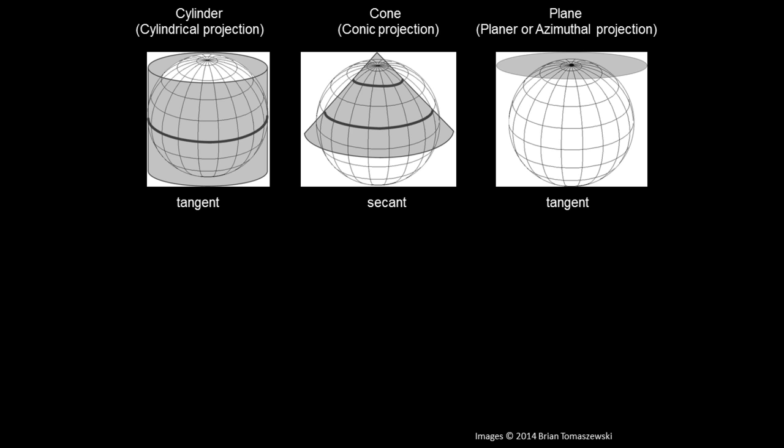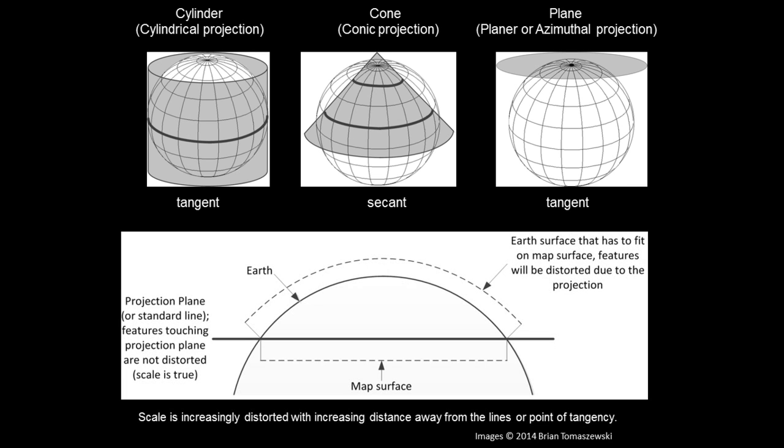The heavy black lines and black point on the top of the globe shown in these figures are what are known as standard lines. Standard lines are where the map projection surface touches the globe model. The standard lines are the only place of the map where the scale is true.